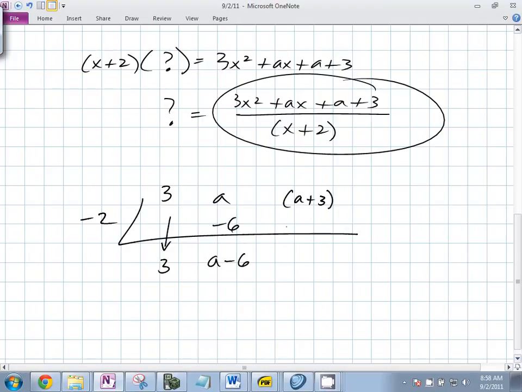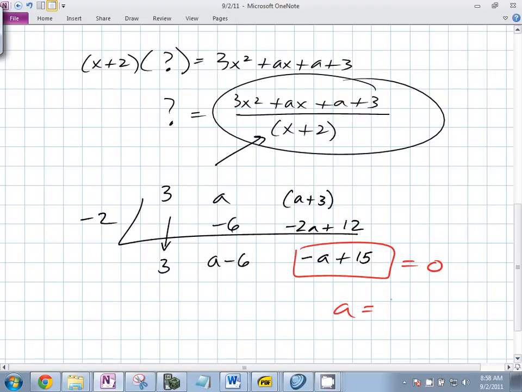So you get -2a plus... We add them together, and what do you get? Plus 15, right? This is supposed to be a factor, meaning it divides evenly, right? So what should the remainder be? 0. So what does a equal?